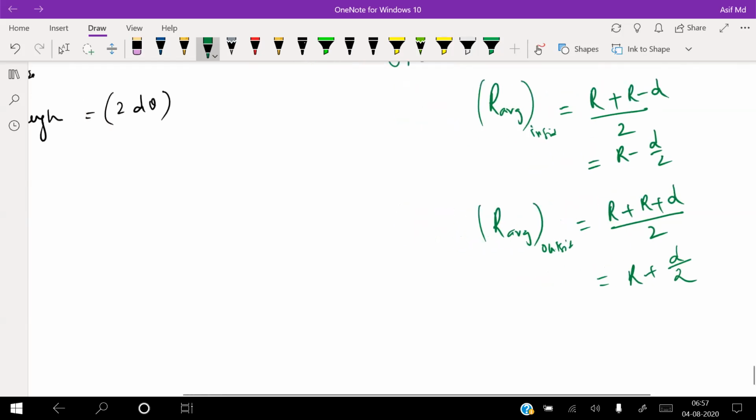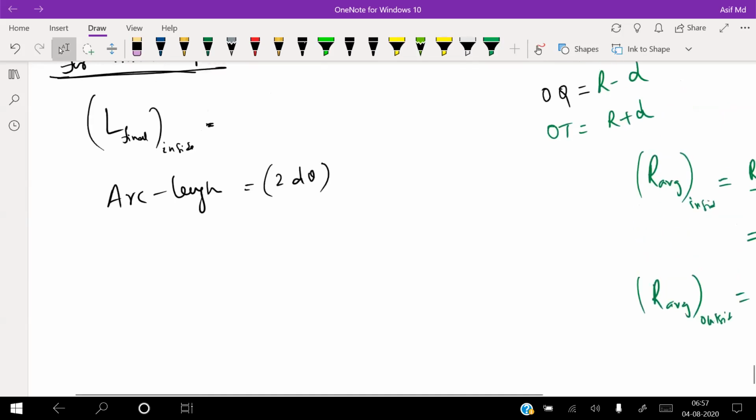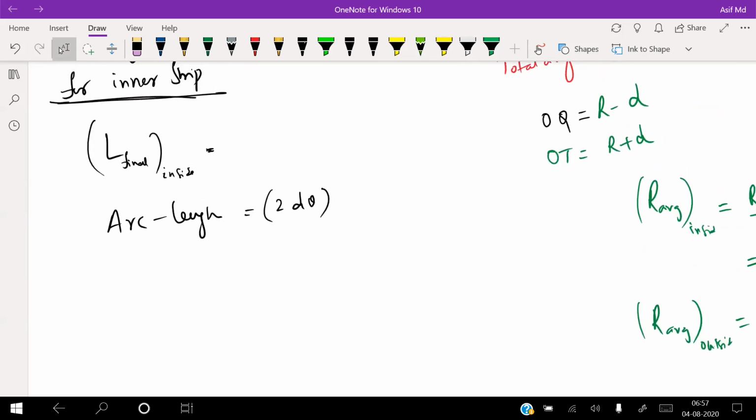R average of inside is equal to R minus D by 2. So how much will it become now? Tell me. R minus D by 2. So this theta is into R minus D by 2.